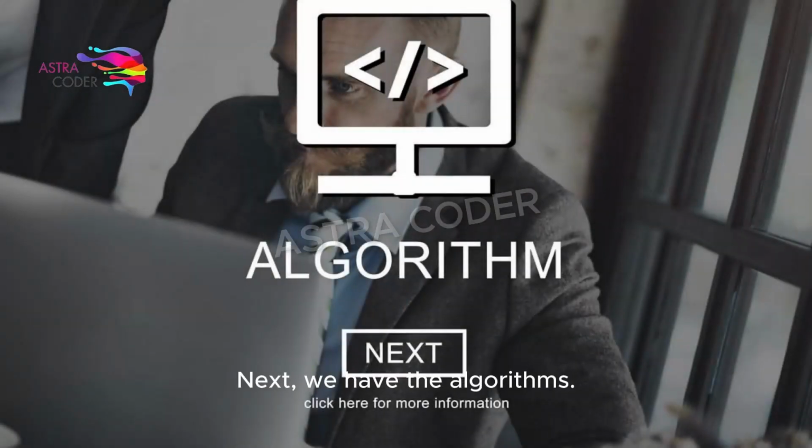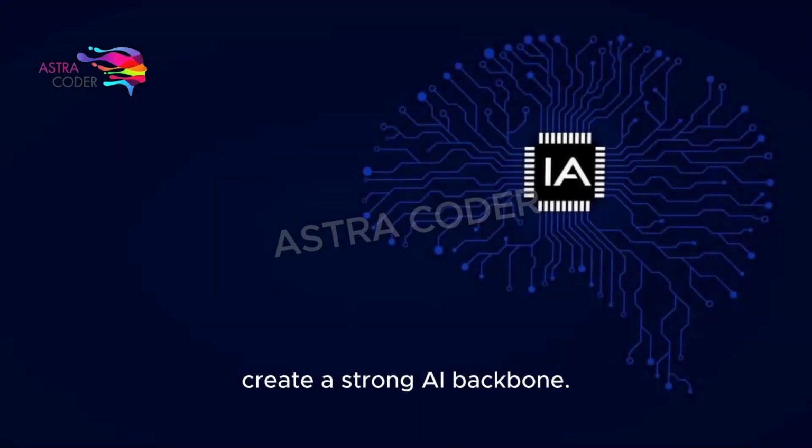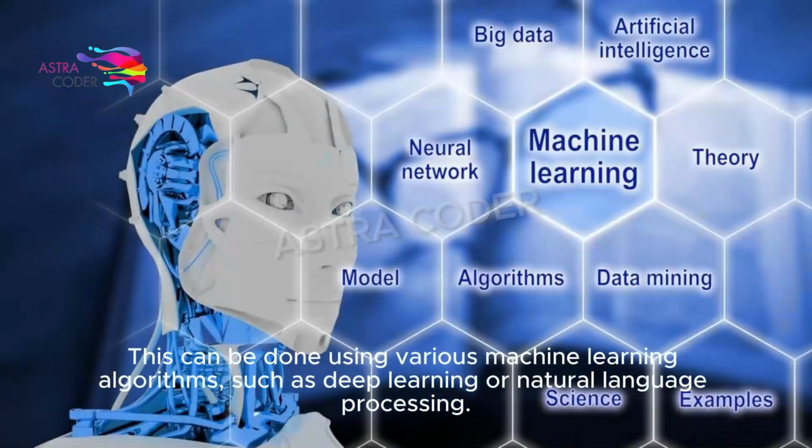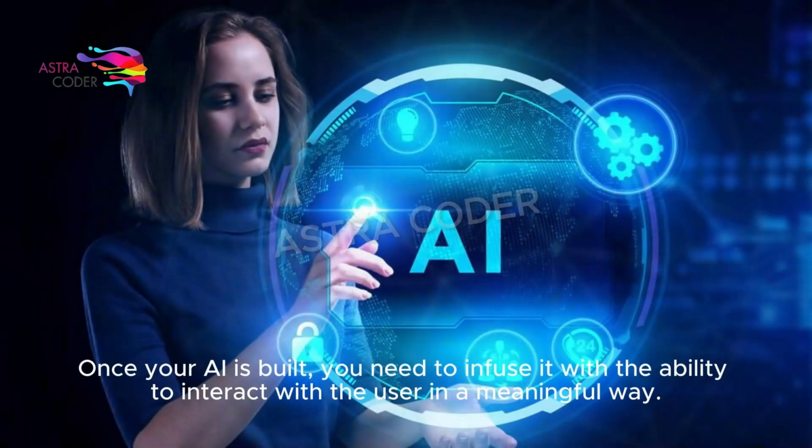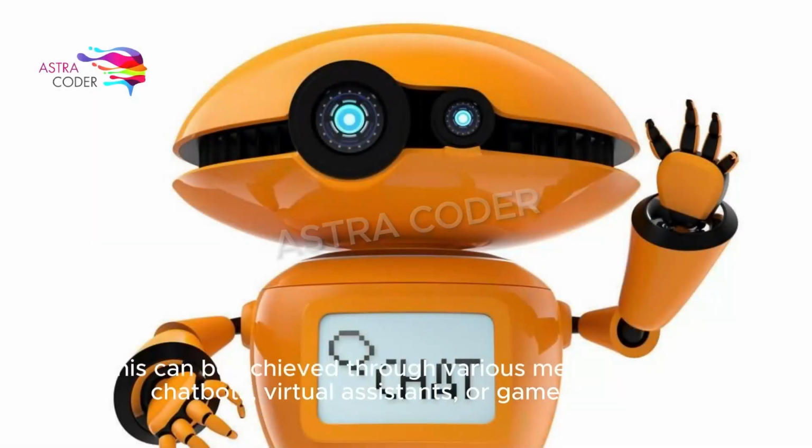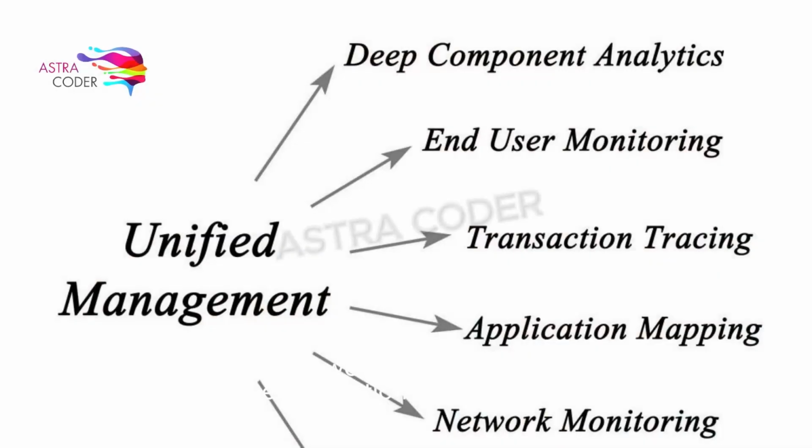Next, we have the algorithms. Create a strong AI backbone. This can be done using various machine learning algorithms, such as deep learning or natural language processing. Once your AI is built, you need to infuse it with the ability to interact with the user in a meaningful way. This can be achieved through various means, such as chatbots, virtual assistants, or game engines. These are the inner workings of the AI that determine how the application generates content.